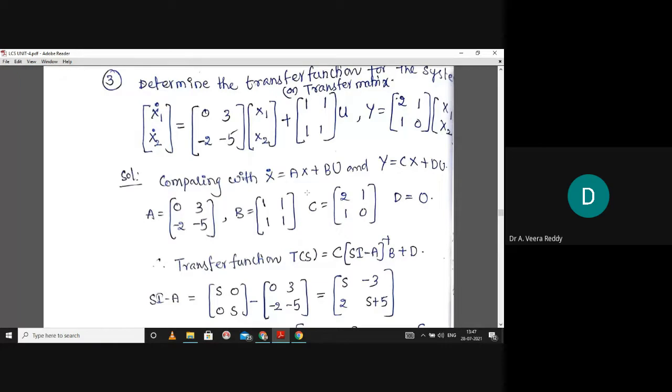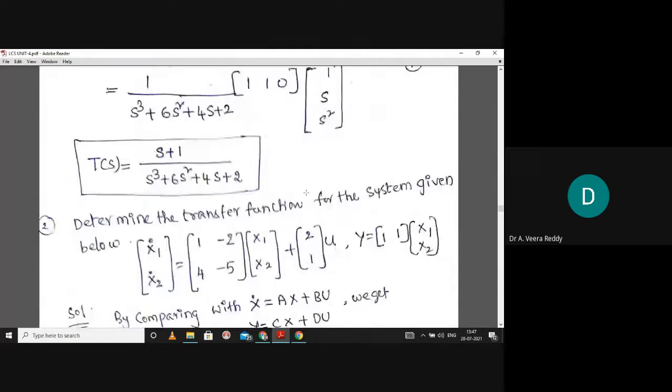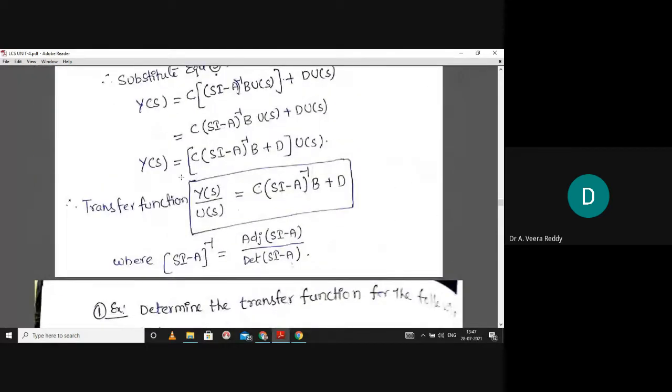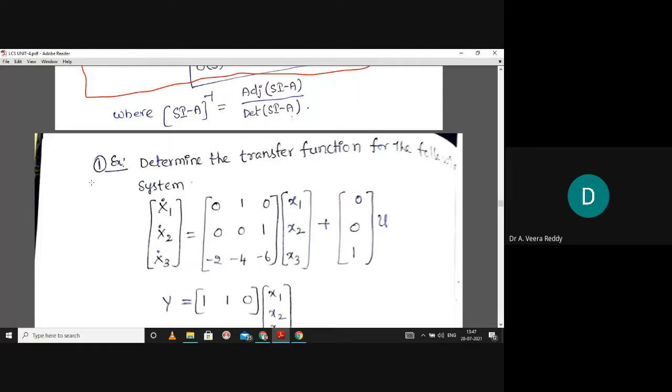In yesterday's class, we have seen how to get the transfer function from the state model. We have seen the derivation: Y(s)/U(s) = C(sI - A)^-1 B + D. This is the transfer function formula we obtain from the state model. And on this we came across two problems.